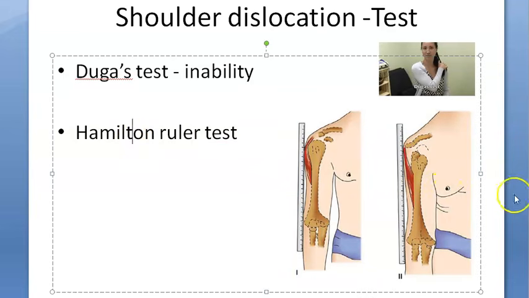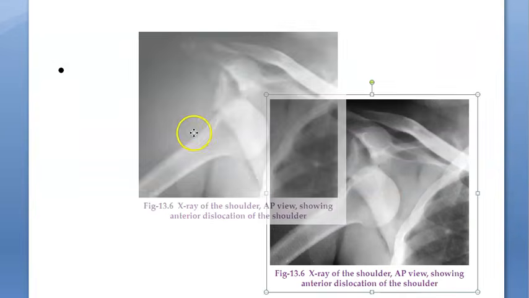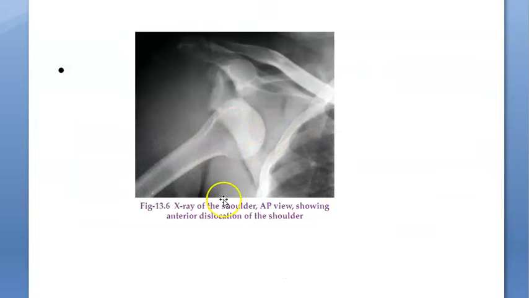Then you can take an X-ray, right? Very easily you can take an X-ray and you can confirm. Where is the X-ray? Here you can see. They've just shown an X-ray here of shoulder dislocation, anterior dislocation of shoulder. So this is yet another diagnosis.